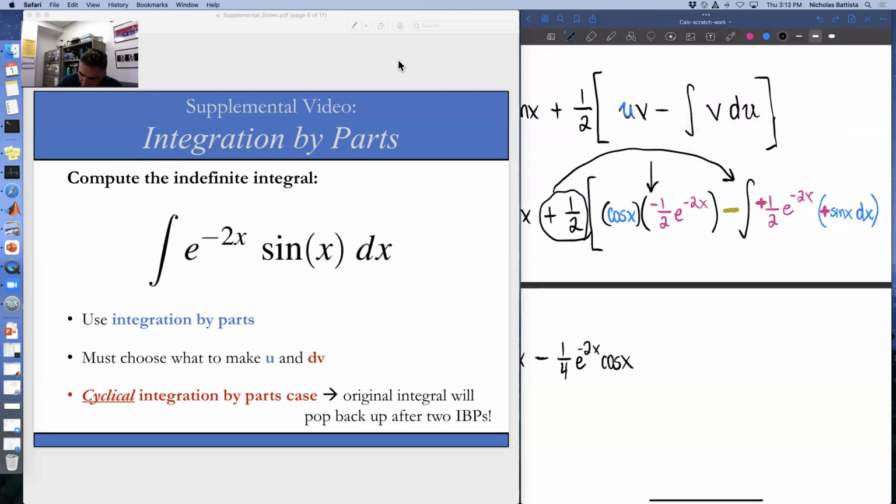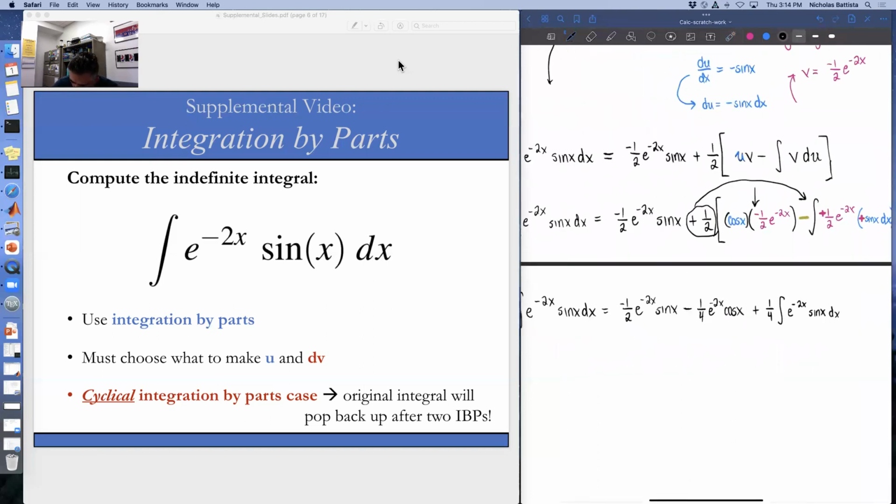So let's distribute this 1/2. This 1/2 out in front, when we multiply it in or substitute it in, it'll multiply this 1/2 there. So we'll get a plus 1/4. And then we have the integral of e to the minus 2x times sine of x still there. And woof, we just did two integration by parts.